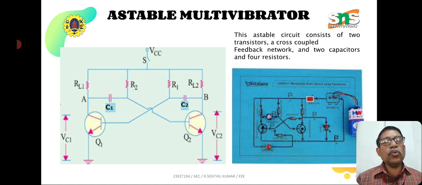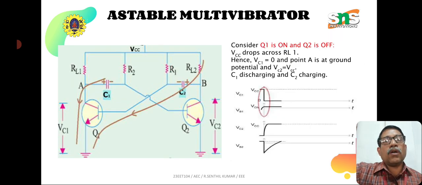Now, due to the non-ideal characteristics of the two transistors Q1 and Q2, let me assume that the switch is closed, therefore the VCC supply is turned on and given to the transistors. Since the two transistors are non-identical, let me assume that Q1 turns on first. You see the circuit now, Q1 turns on first.